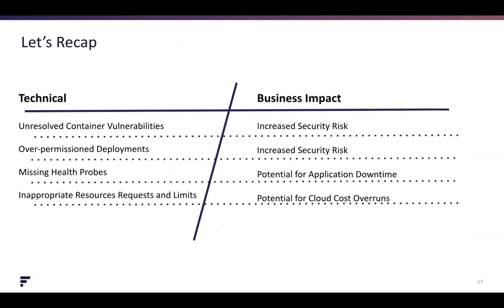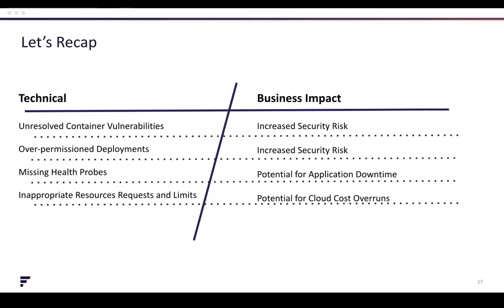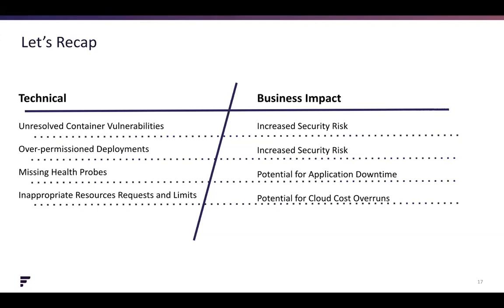So just to recap, there are a couple examples we gave here that would lead to increased security risks, in particular having containers that are running known vulnerabilities or over permissioning those containers to grant them too much access to the underlying nodes. That leads to a lot of additional security risk. And then in terms of application reliability and downtime, making sure those liveness and readiness probes are set. And in terms of keeping your costs in line and manageable, making sure that you're setting CPU and memory settings is very important.